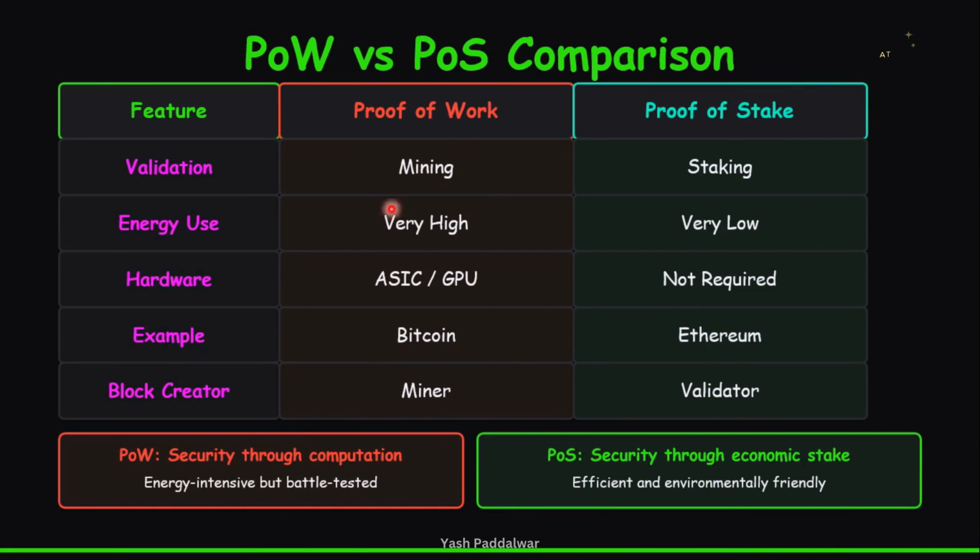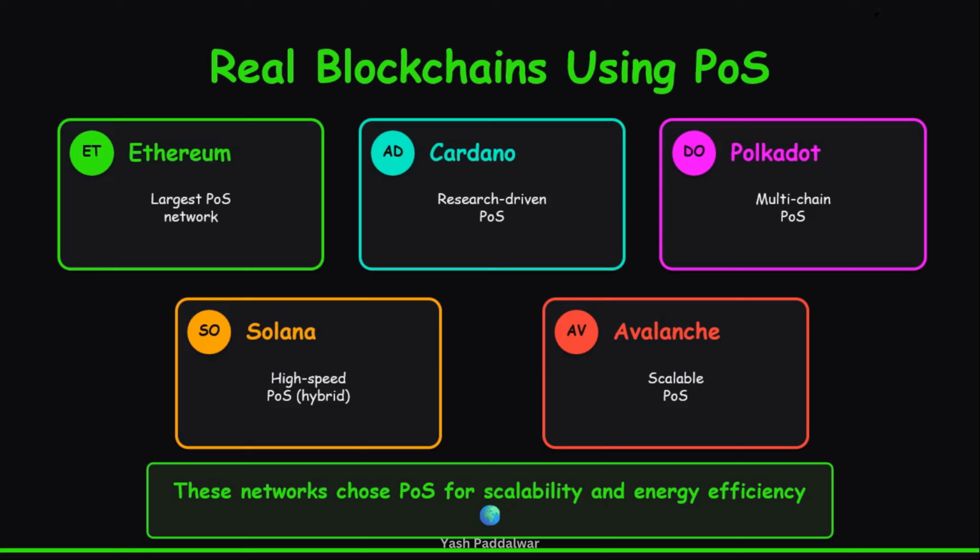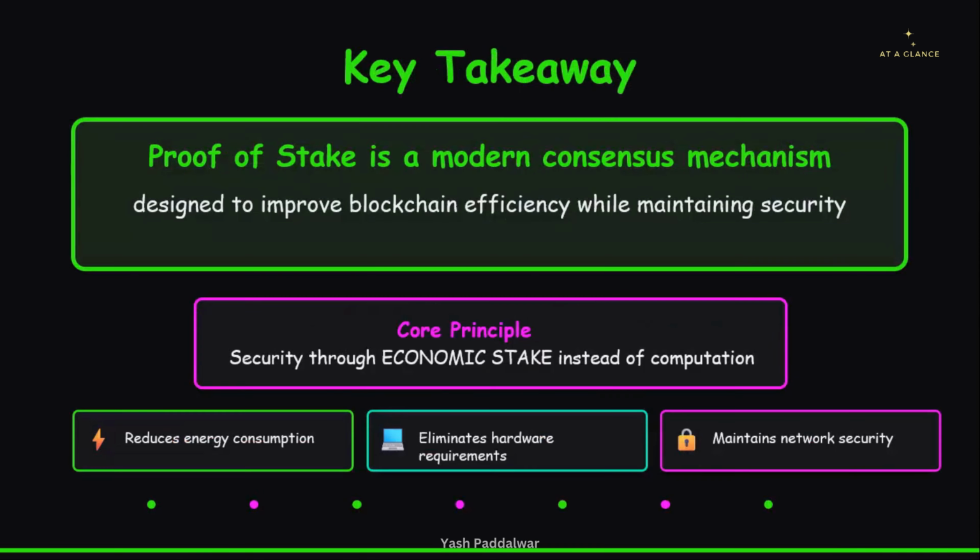Block creator: the block creator in the POW process is the miner, and the block creator in the proof of stake mechanism is the validator. So I hope this thing is clear. Here are certain real blockchains in the market which use POS. The very first is Ethereum. It is the largest POS network till date. Next is Cardano. Next is Polkadot, Solana, Avalanche. All of these use the POS mechanism. So I hope these things are also clear.